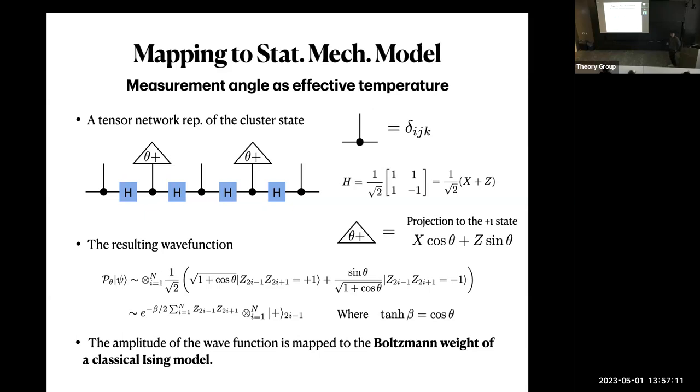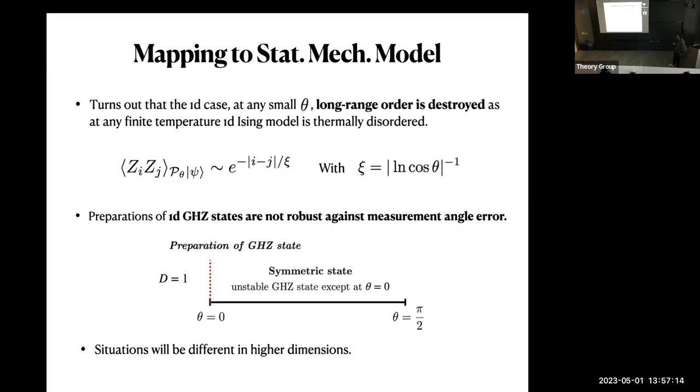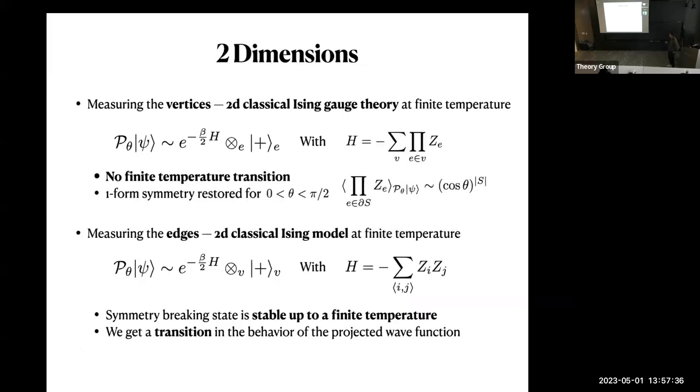From that, we get a lot of intuition about what can happen, because in one dimension, we know there is no finite temperature transition for the 1 plus 0D classical Ising model. That means for any small angle theta, you will always have an exponentially decaying correlation function, and that correlation length is controlled by the measurement angle theta. But the situation could be different in higher dimensions. In 2 dimensions, if we measure the edges, which gives you the Ising model on the vertices, then you will have a finite temperature transition, and that gives you a transition, when you tune the angle theta, between the ferromagnetic phase and the paramagnetic phase.